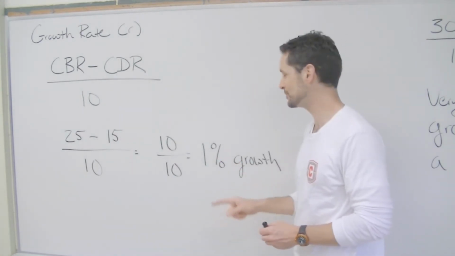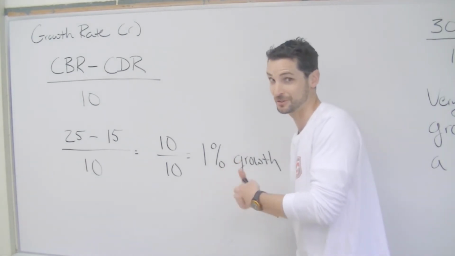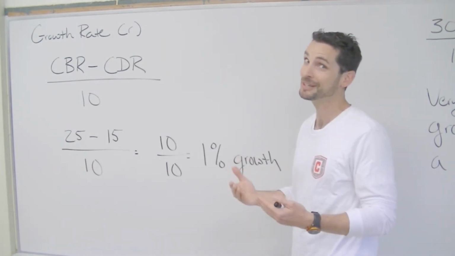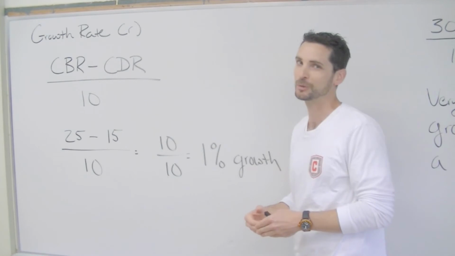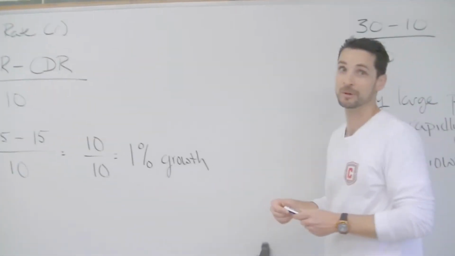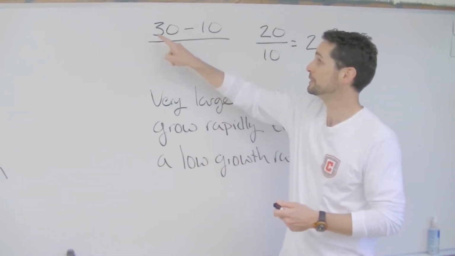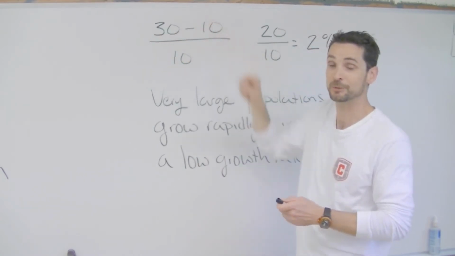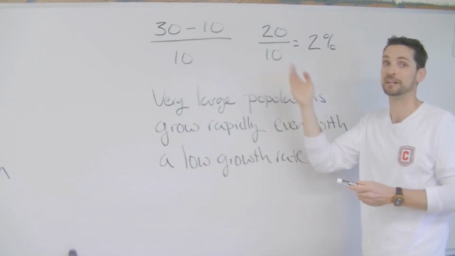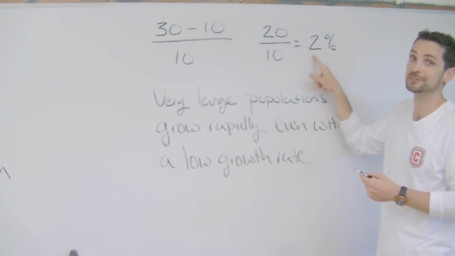Something to always keep in mind is that growth rates are typically going to be small percentages, such as 1%, 2%, or 3%. If you have a growth rate of about 13%, you probably did something wrong, and the correct answer is 1.3%. Let's take a look at another example so you can see how this works again. Suppose you did your calculations and had a crude birth rate of 30 and a crude death rate of 10. 30 minus 10 is 20, divided by the constant of 10 is 2. Your growth rate is 2%.